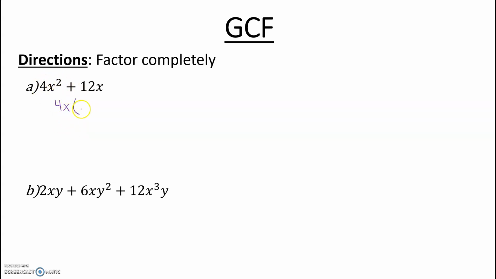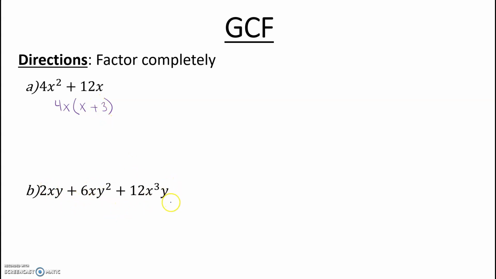So if we divide out 4x, we're left with x. And if we divide out 4x, we are left with 3. So this is completely factored. My advice is to distribute and make sure that you have the original. So 4x times x got me 4x squared. 4x times 3 gets me 12x, just to double check yourself in case you made a mistake.